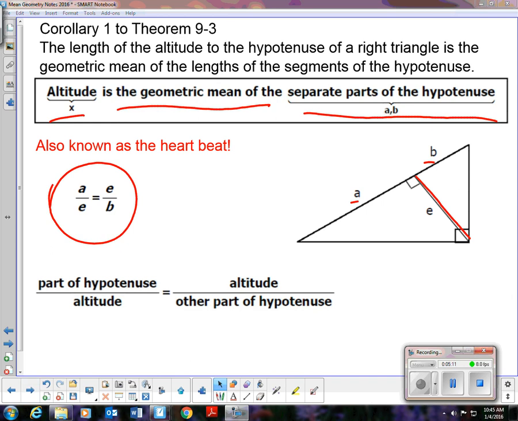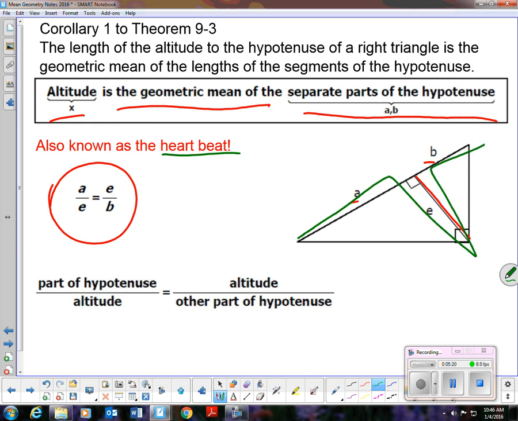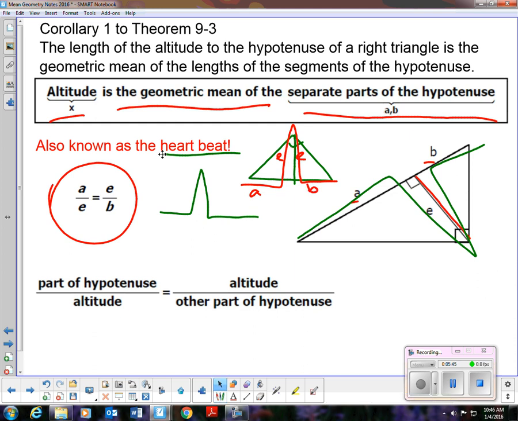Now, we also know this one as the heartbeat. It may not be easy to see it this way, but think of it like this. It's like a heartbeat, like you're reading an EKG, a little blip for your heartbeat. So this is why they call it the heartbeat. If you were actually to look at the triangle drawn like this, that's the pattern that you follow. So the A, the E, and the B. All right, so let's practice this one for a minute.